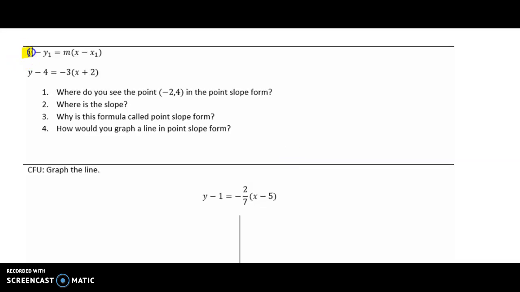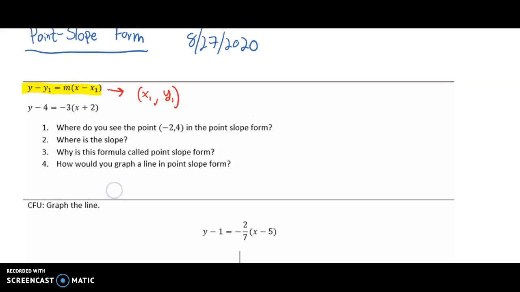Okay, we're going to start off. Here is our point slope form. This is our formula where we have a point (x1, y1). So we should write out that highlighted portion in our notebooks. This is our point slope form, and m is slope. It is the most efficient way to write the equation of a line when all you have is a single point and the slope. Hence, point slope.